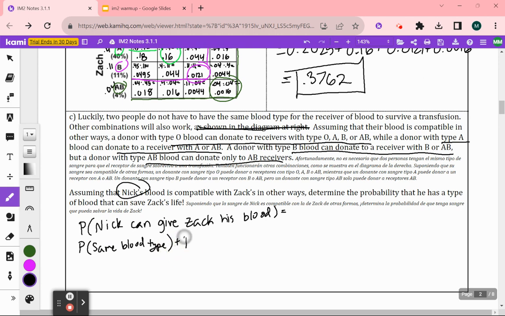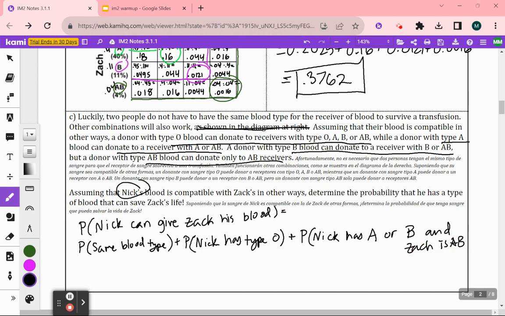Plus the probability that Nick has type O, plus the probability that Nick has A or B and Zach is AB. Let's see if we can find these. I think this is going to overcount it, but we'll deal with that in just a second.